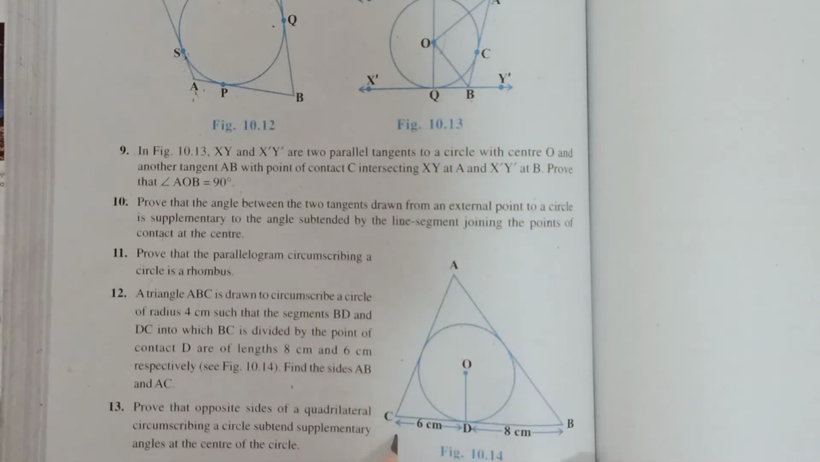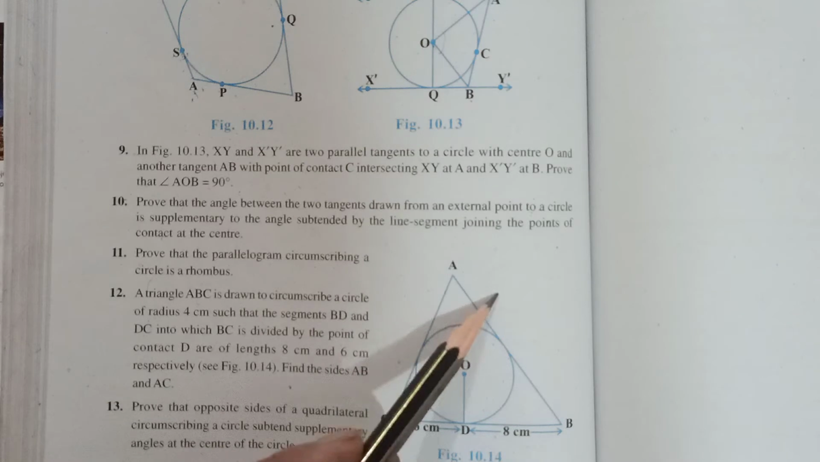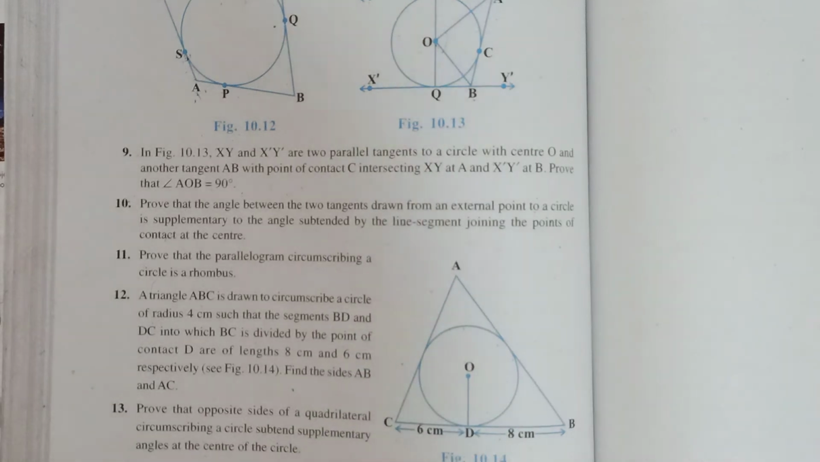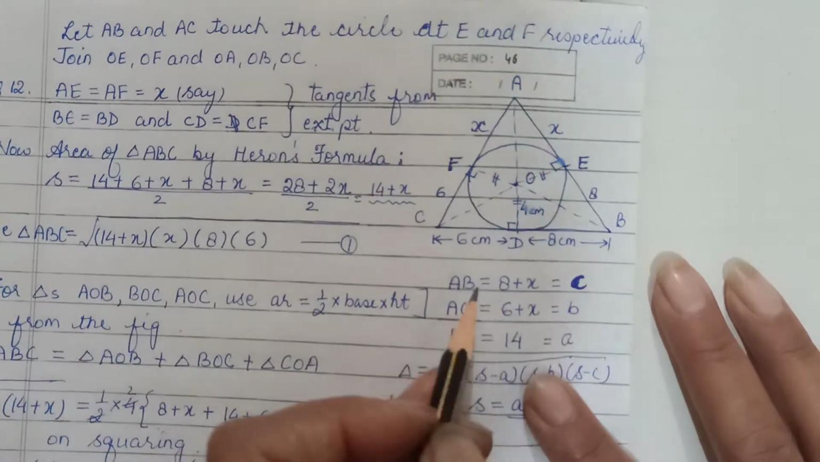They are divided into two lengths. They've shown you 6 and 8 centimeters. Then you have to find the remaining two sides, that is your AB and AC. So that would require a little bit of work, that figure here. So what are we doing here?